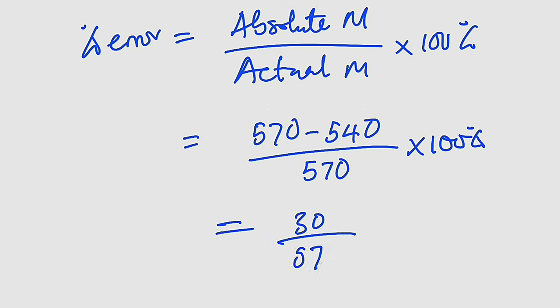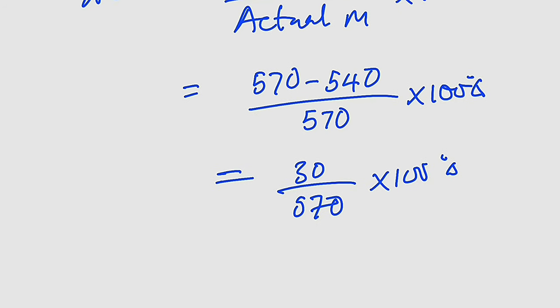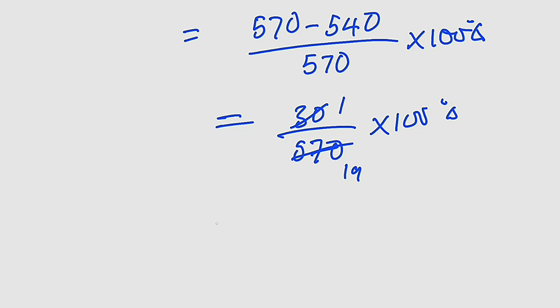Divide by 570 times 100%. From the available options on the question paper, the answers were given in mixed numbers, so we're going to do the same thing. So 30 divided by 30 is 1, and 30 goes into 570 exactly 19 times. So we have 1 times 100, which is 100. So this is the same thing as 100 divided by 19%.